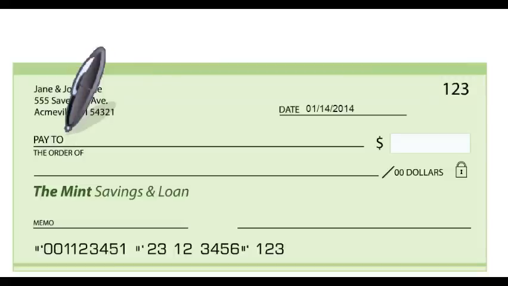Next, we are going to fill out the pay to the order of blank. This is where you enter the name of the payee, or the check's recipient. So let's say I am making a check out to myself.